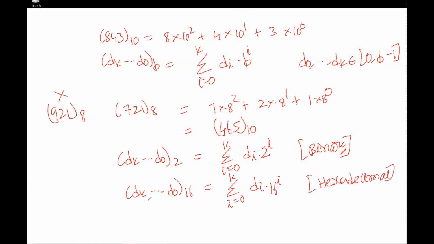And then here, if you see this, the digits dk to d naught belong to the range 0 to 15.